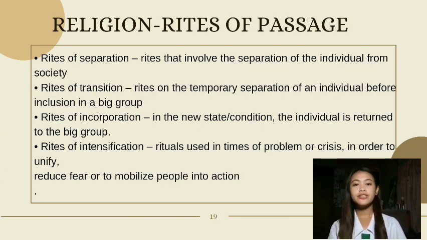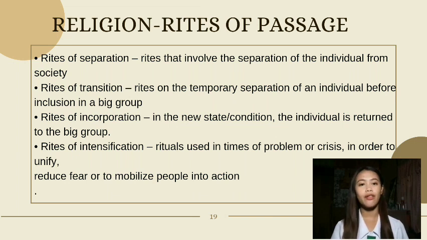So let's proceed to the religious rites of passage. First, we have the rites of separation. It is the rites that involve the separation of the individual from society. These rituals involve the individual's separation from their current social or cultural context. It symbolizes the end of one phase of life and the beginning of another.